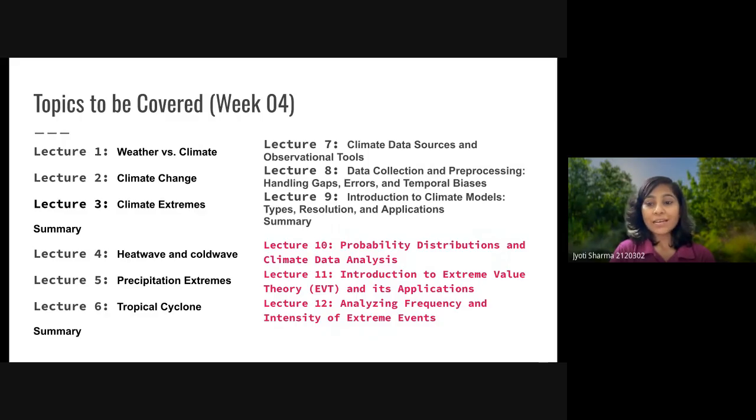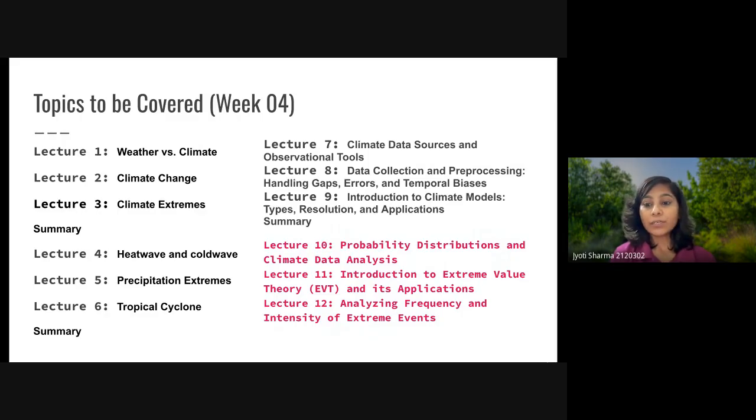In week 2, we started with some examples of climate extreme. So heat wave, cold wave, how we can define heat wave and cold wave. Then precipitation extreme, in which we may have extreme rainfall, and we may also have drought conditions. So we learned about it. And then we talked about tropical cyclone, how it forms, and why we are categorizing it also as climate extreme.